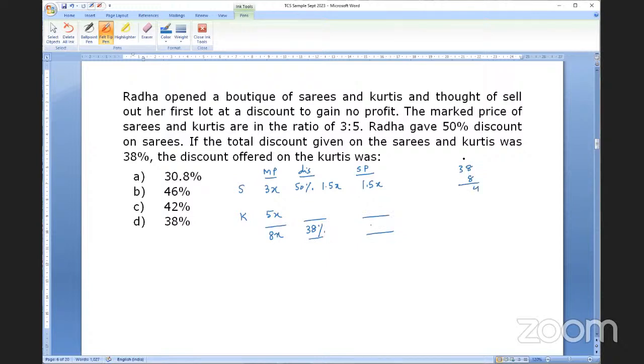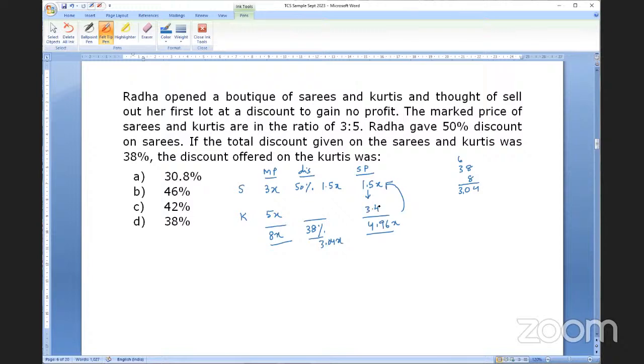38 into 8, 4, 6, 24, and 30. 3.04. So 8 minus 3.04, this is 3.04x. 8 minus 3.04 will be 4.96x, the total selling price. What is the discount offer on the kurtis? Now we can see that total selling price collected is 4.96x. Now 4.96 minus 1.5, which is the selling price on saris, will give us selling price on kurtis.